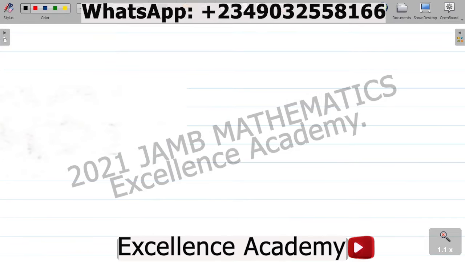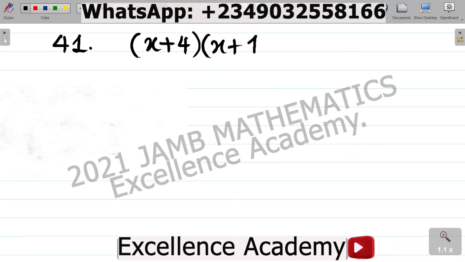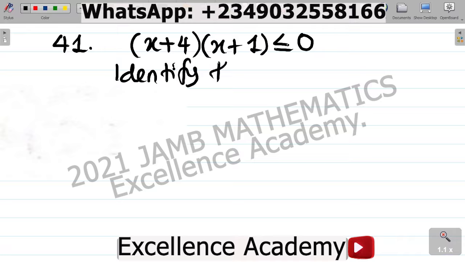So for question number 41, we're given the inequality x plus 4 times x plus 1 as being less than or equal to 0. The first step we have to do is to identify the critical points.